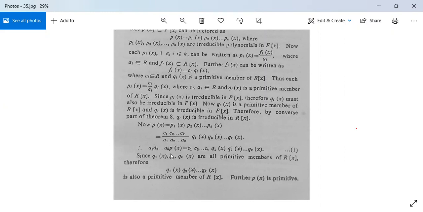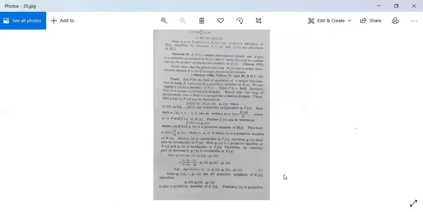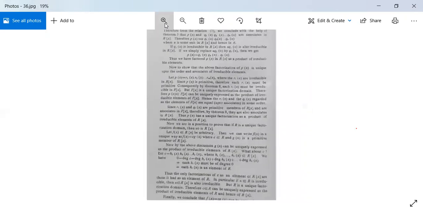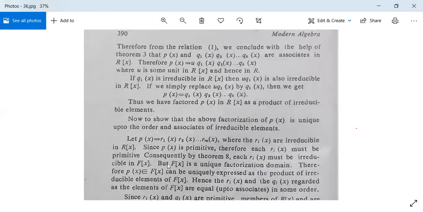Or it implies that a1, a2, ..., ak into p(x) is equal to c1, c2, ..., ck into q1(x), q2(x), ..., qk(x). Since q1(x) to qk(x) are all primitive members of R[x], therefore q1(x) into q2(x) into ... into qk(x) is also a primitive member of R[x]. Since they are individually primitive members, their multiplication will also be a primitive member of R[x]. Further, p(x) is primitive. It is given in our theorem statement.